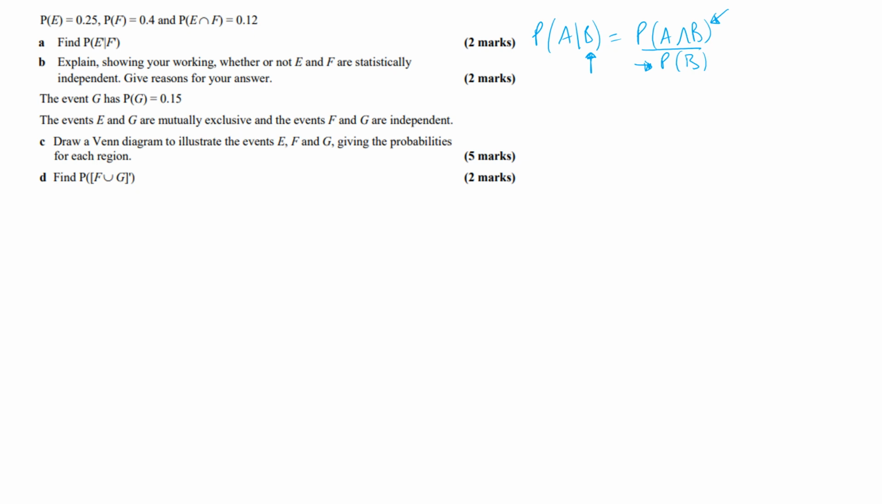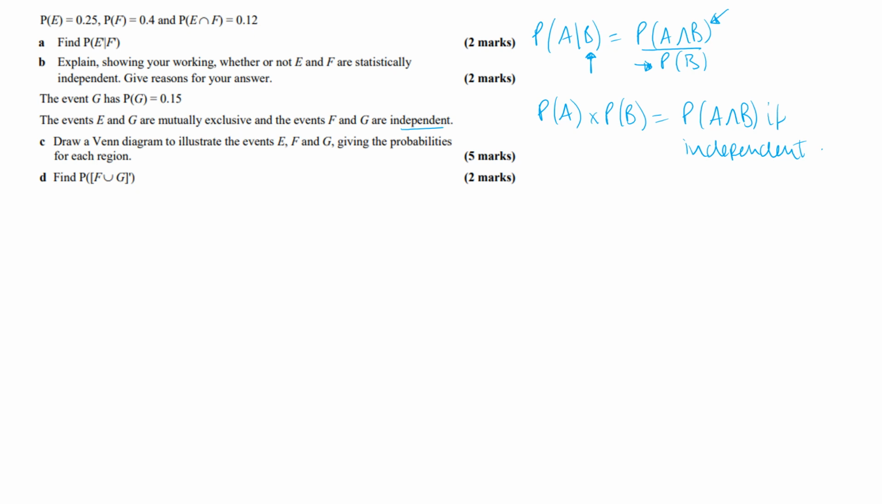And then the other one, we're going to be doing something about independence here. So the probability of A times the probability of B is equal to the probability of A intersection B if we have A and B being independent. So let's have a look at this question here.